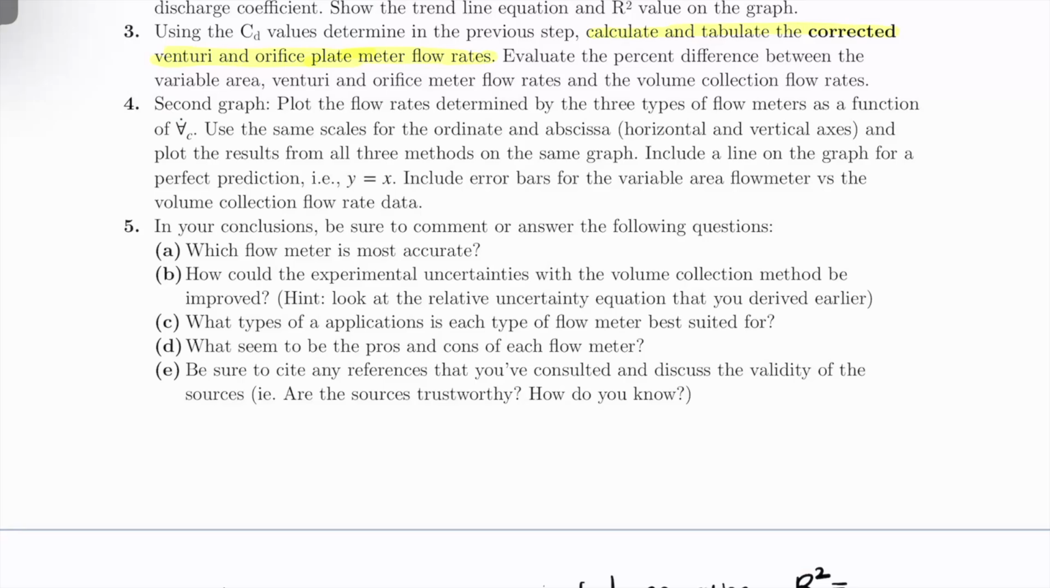So answering C and D, I'd imagine you might do a little investigating and find some other references to use. So make sure you're citing those and justifying their validity. All right, so make sure they're coming from good sources. Does that make sense? And this is the gist of lab 1. Are there any questions broadly speaking?